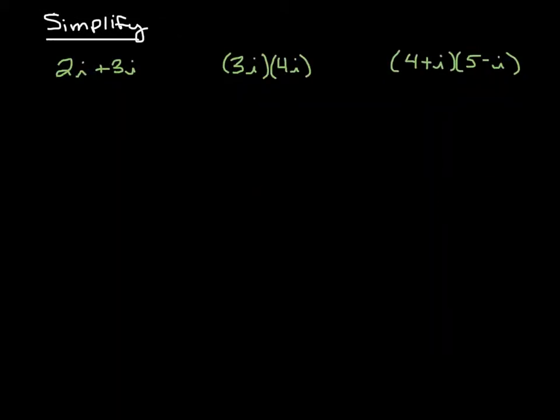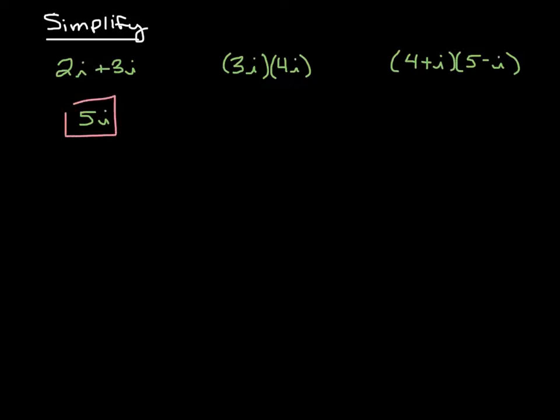Okay, here we have another simplifying problem. Here you're given an imaginary or complex expression, and they want you to simplify as much as you can. So let's look at the first one here. We got 2i plus 3i. Well, that one is just a simple combine like terms. We have an i in both terms, so 2i plus 3i is 5i. That's as far as you go.